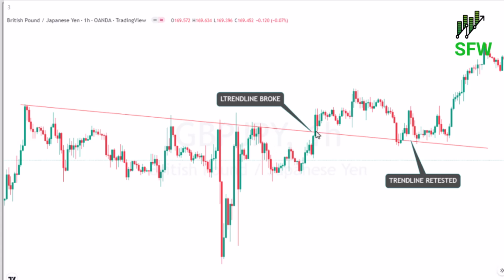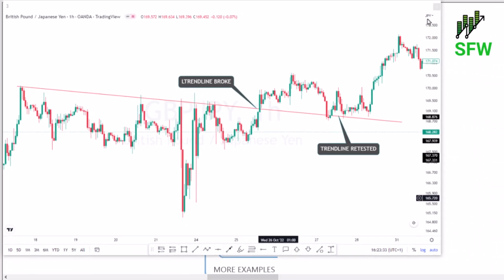This time now, at this point, price never respected that trend line. It broke to the downside. Immediately it broke, you watch out for the retest. On the retest, it then shot up.